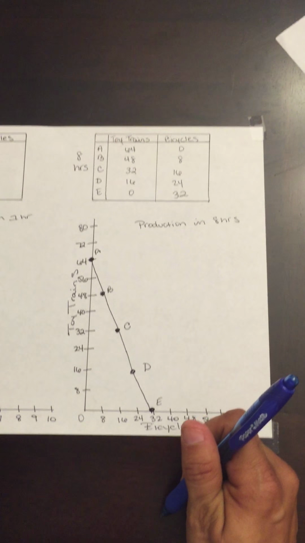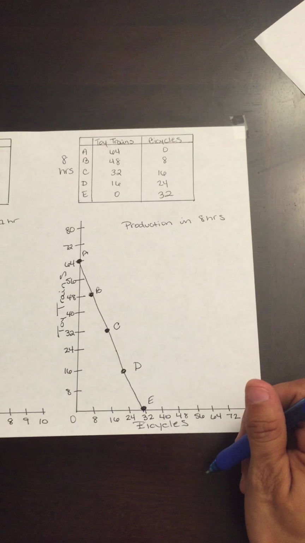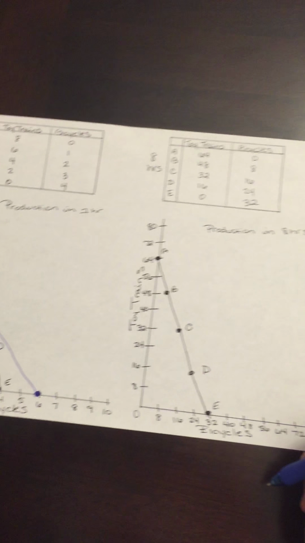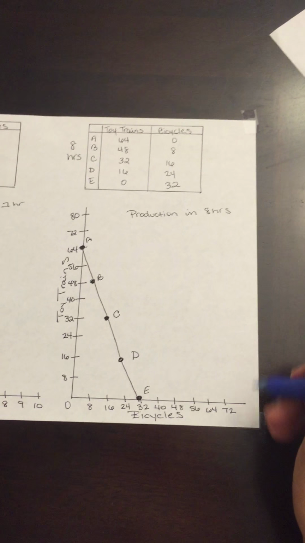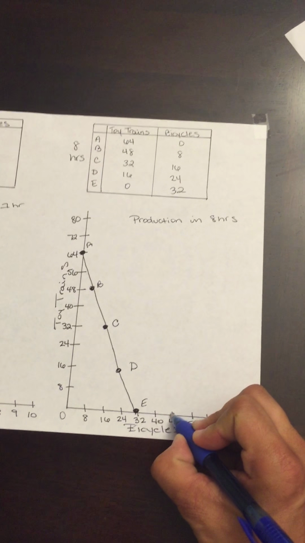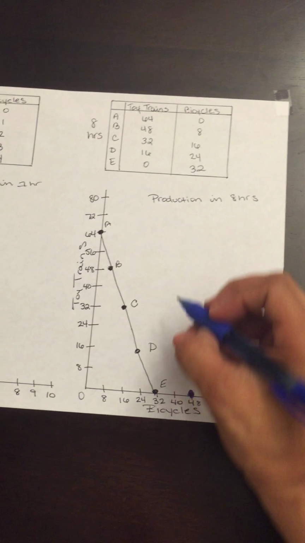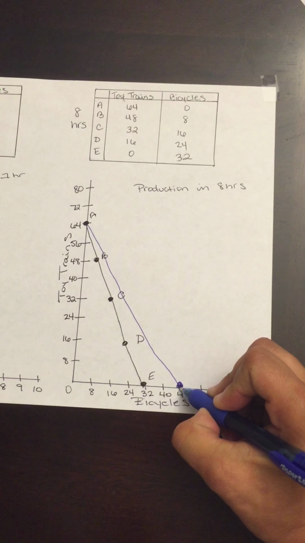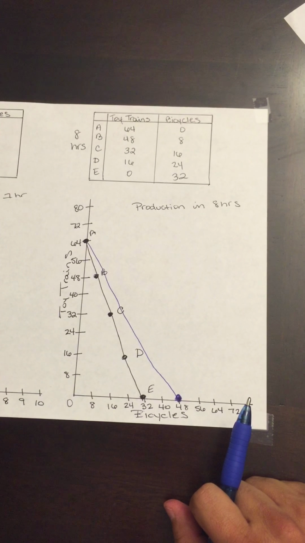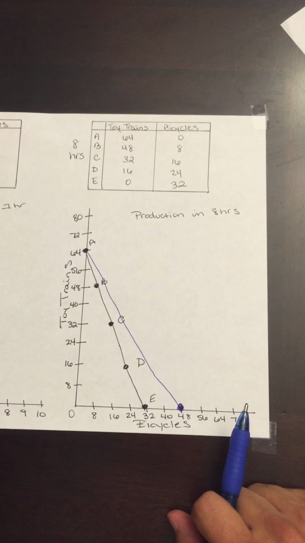For the change in 8 hours, then we're looking at 48 to be our new production in 8 hours, and we'll create a new line showing the change in our graph for our production possibility frontier.